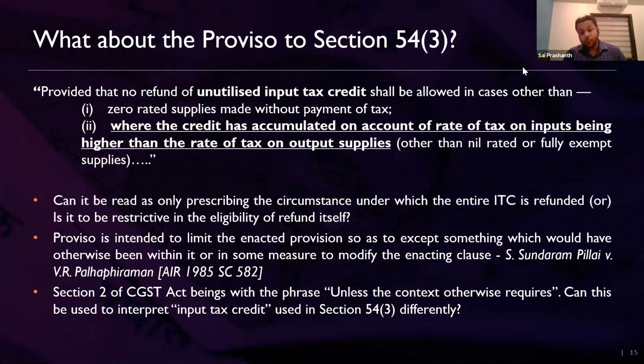Another thing which is important is Section 2 of the CGST Act begins with the phrase, unless the context otherwise requires. So like we saw, Gujarat High Court has extensively relied on different definitions of input tax credit, input tax, input capital goods, etc. But the phraseology under Section 2 starts with unless the context otherwise requires. So can we say here that since the proviso is couched in a language where they use only the word inputs and not input services, I can use this phrase to say that even though the term is input tax credit, I will have to read this down to mean only inputs? This is again something which the courts will have to answer after deliberating.